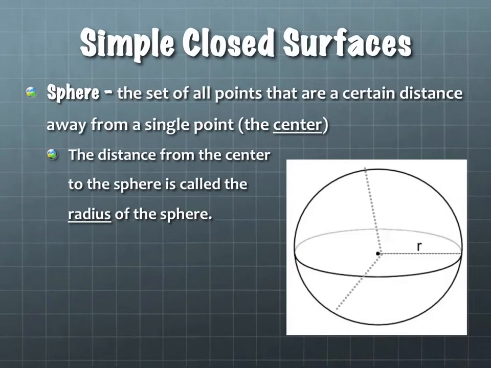Simple closed surfaces. A sphere is one of those. It's the set of all the points in space that are a certain distance from a single point. That single point is called the center. The distance from the center to the sphere itself is called the radius of the sphere.